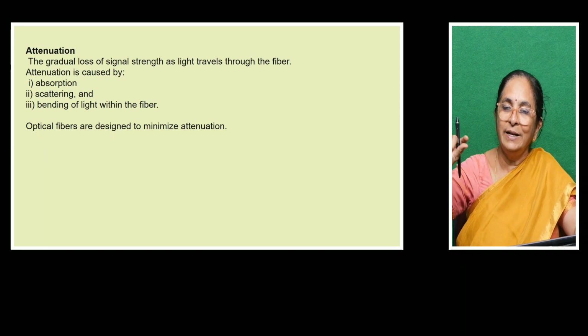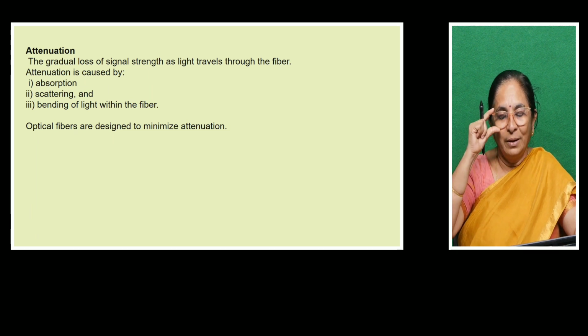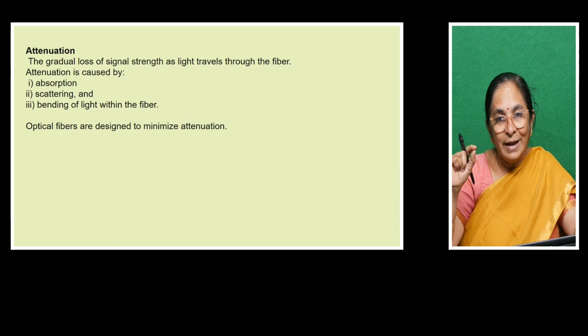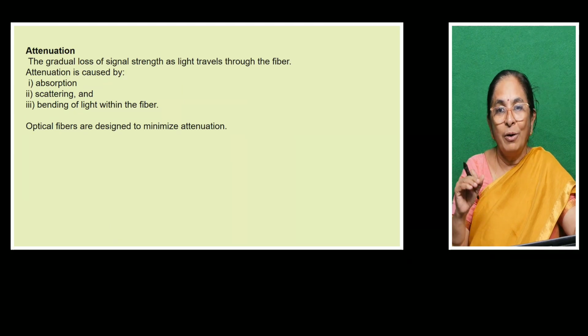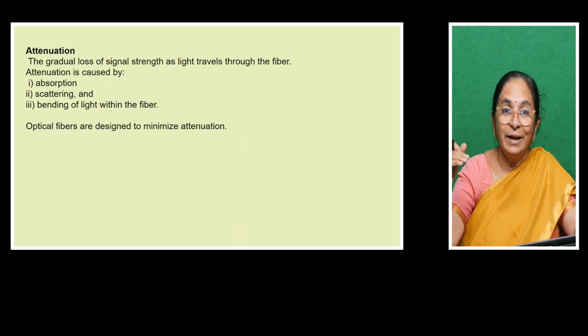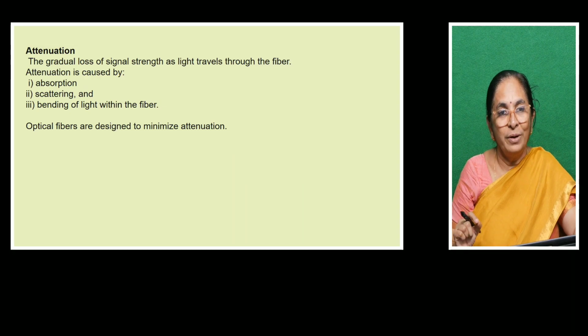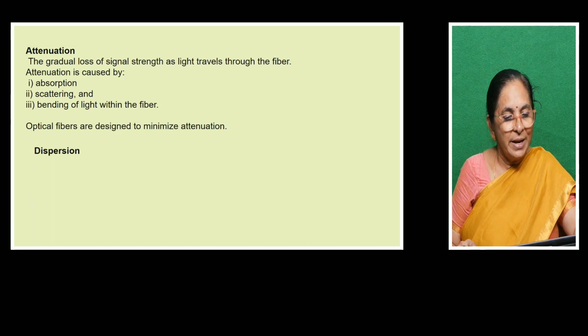When the light is guided, a certain amount of light can be absorbed by the cable, and then the light could undergo scattering, or it could refract and get out of the core if it is not properly designed. So by this it can lose the signal strength, but generally they are designed in such a way that attenuation is kept to a minimum. Now the next term is called dispersion.